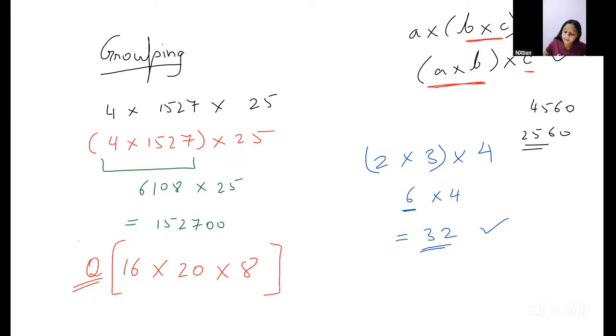Okay, I will do and show you. First multiply, ma'am, 16. Yes. My answer is 2560. 2560 is correct, Anna.